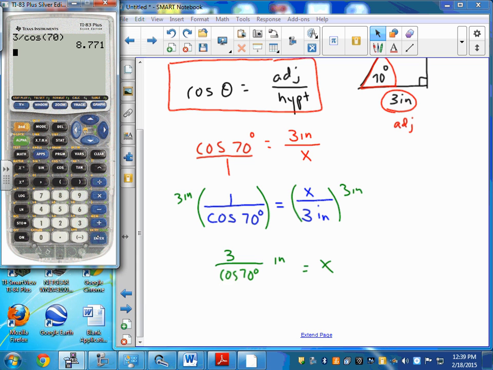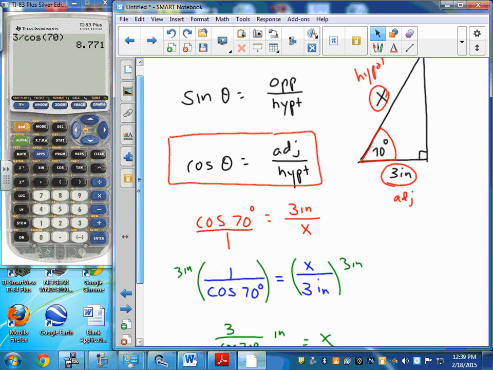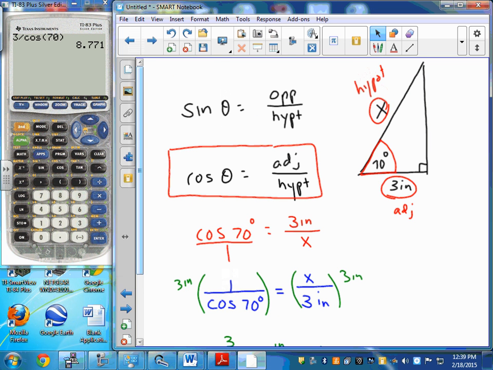And I get 8.771 inches. So this length, this hypotenuse, is 8.771 inches. And that's an approximation. You can be more accurate if you like, right? But given the information that we have, that's what I would do for that problem.